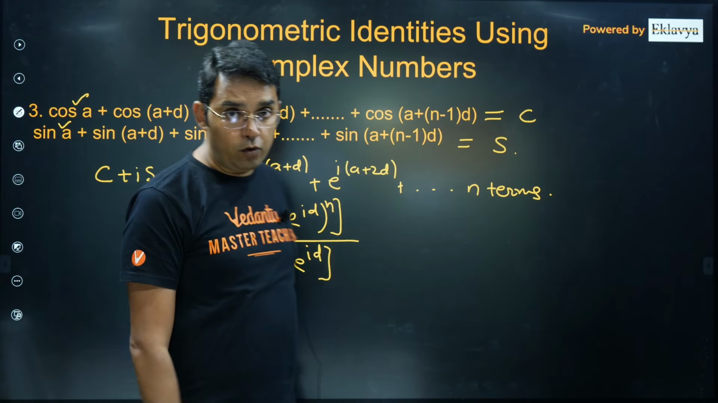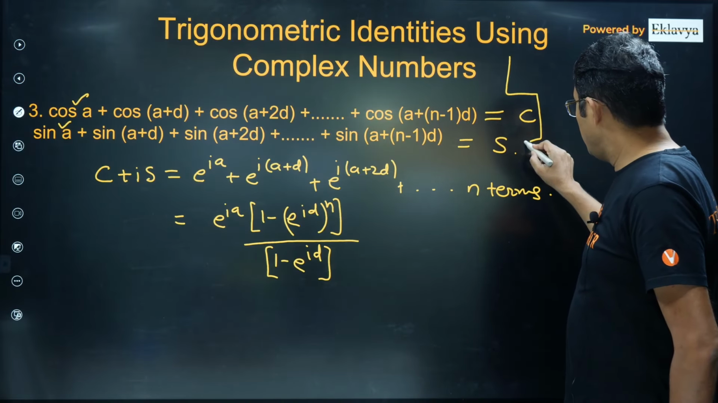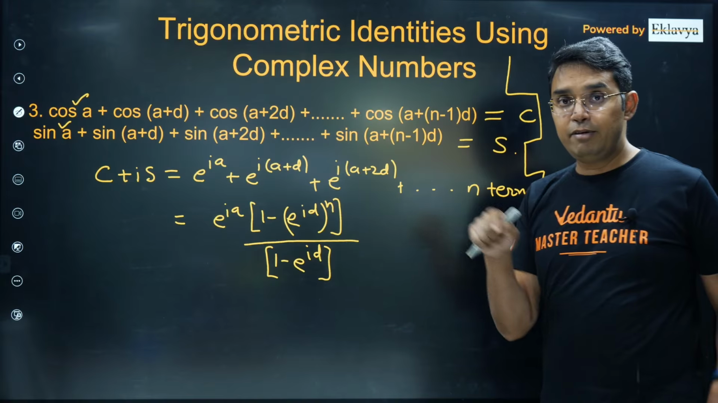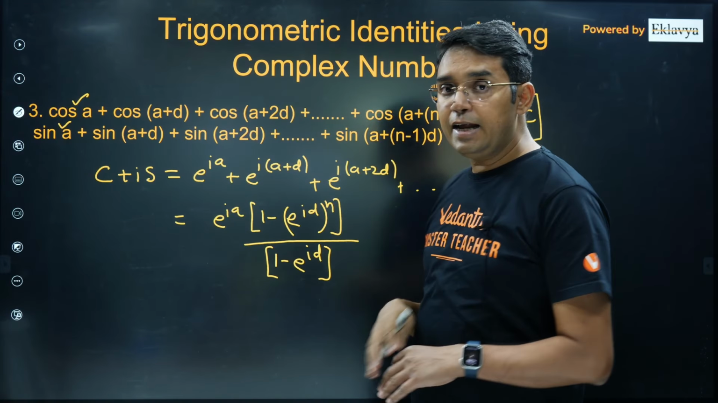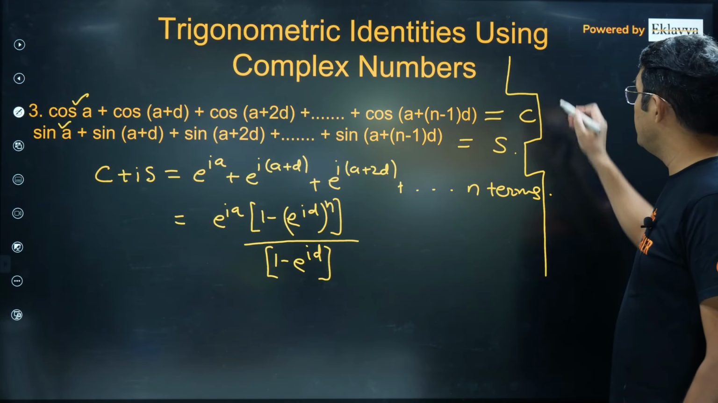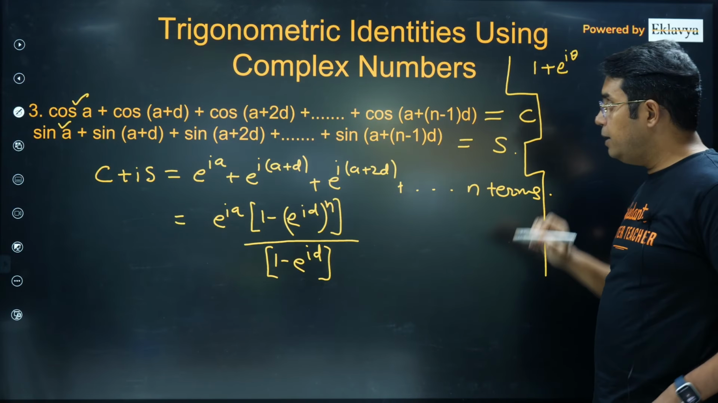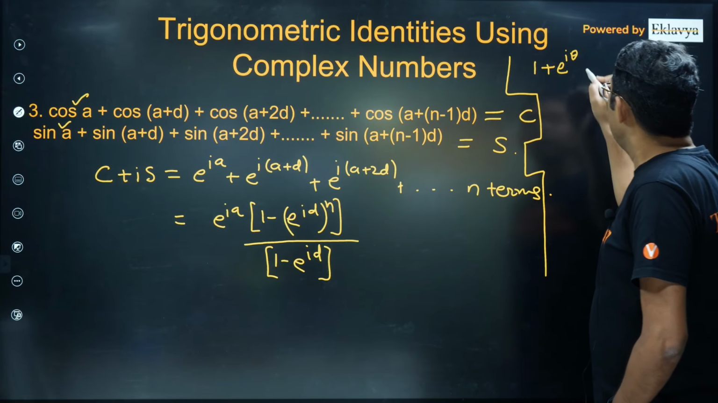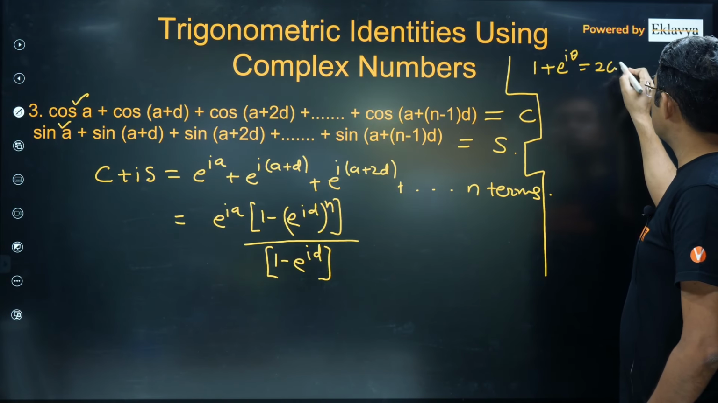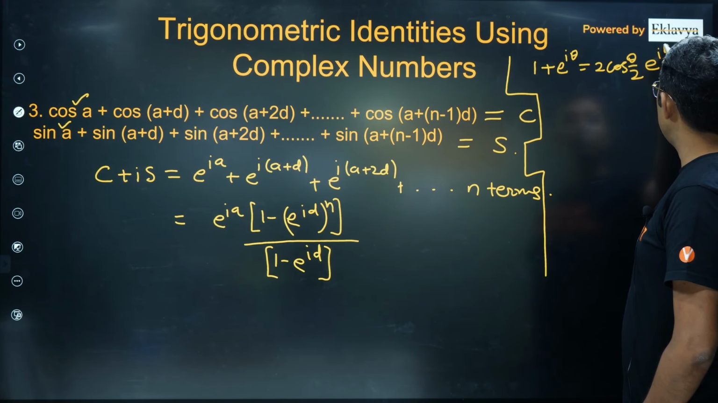Okay, before I go further, I would like to tell you one important result that can be useful for you, and that I have given in my session notes also, and that result I will be using in later part also. So please understand what I am going to tell you. If you are looking for e^(iθ) - 1, this will be equal to 2 cos(θ/2) into e^(iθ/2).